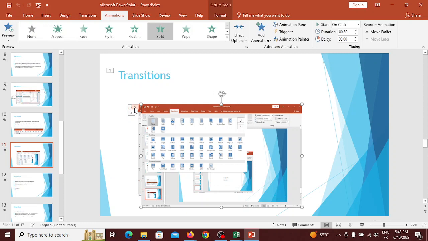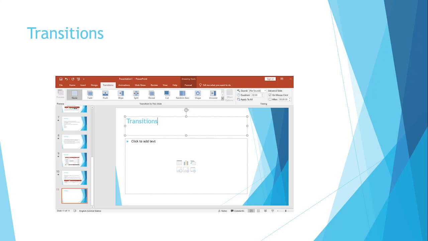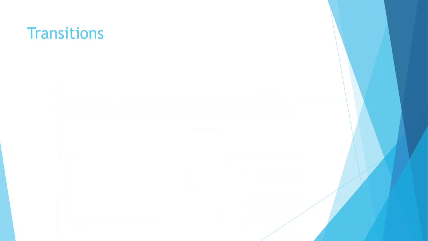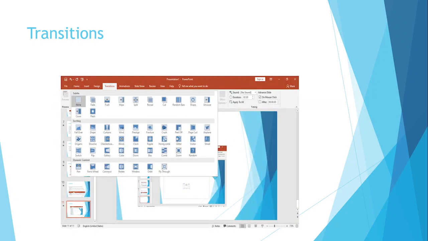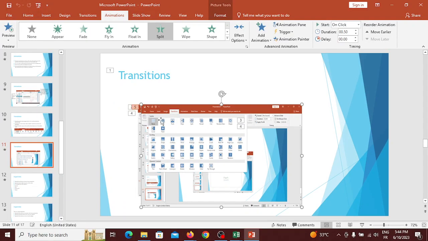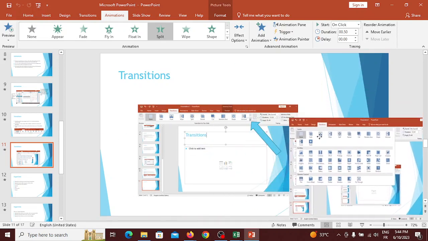Okay, let's replay this to better illustrate my point. The first animation is for the word transitions. The second animation is for the appearance of the first image. The third animation is for the appearance of this arrow. The fourth animation is for the disappearance of both the arrow and the first image. And the fifth animation is for the appearance of this image. Everything you've seen is contained within one slide, okay? I have two images, okay? Notice here, I have two images.